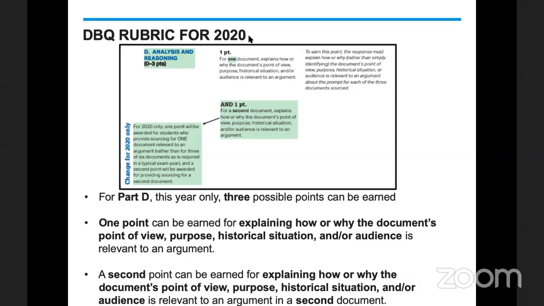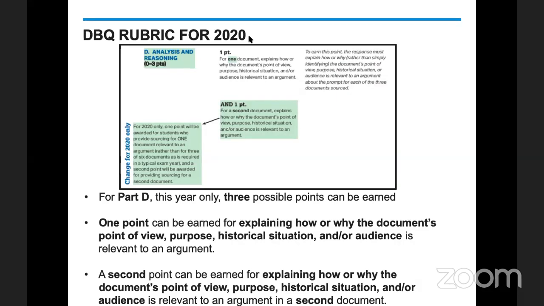Very good point, yes. For part D, analysis and reasoning, there are 3 points that can be earned here. For that first D point, which is something students have done, and I'm sure you've practiced, and Todd and I are going to have you practice this both in our lesson today and in our homework. There's a point for explaining how or why the document's point of view, purpose, historical situation, and or audience is relevant to an argument. That is what we have been doing since last week when we've been bringing out that acronym HAPPY. I know that your teachers use other acronyms like HIPPO, but this is what we call sourcing.